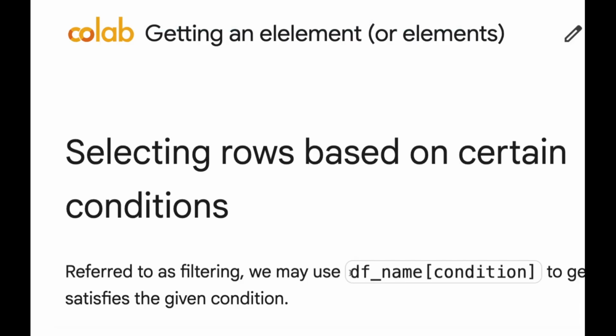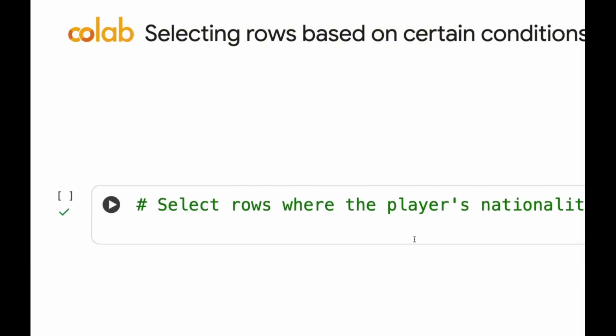this is some command we're going to run, right? So provide the name of the data frame and square bracket. Inside square bracket, this time we don't provide column names or indexes. And this time, what we want to do is to provide a condition. And let's look at a specific example, right? So this time we want to select rows where the player's nationality is ES.